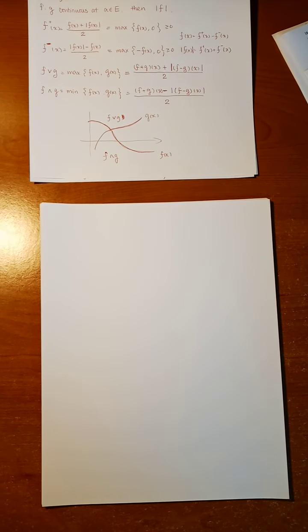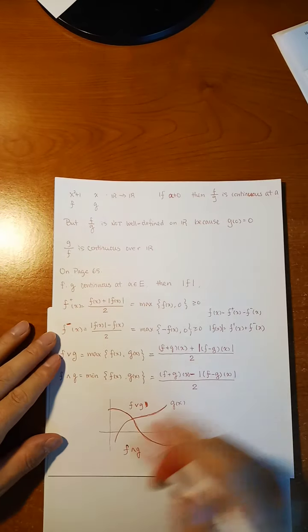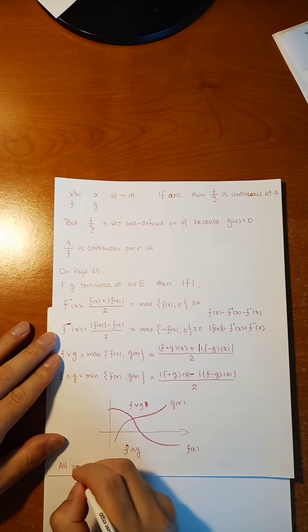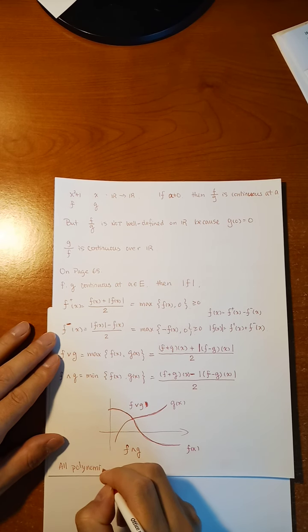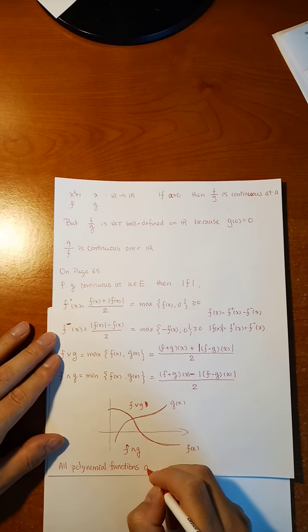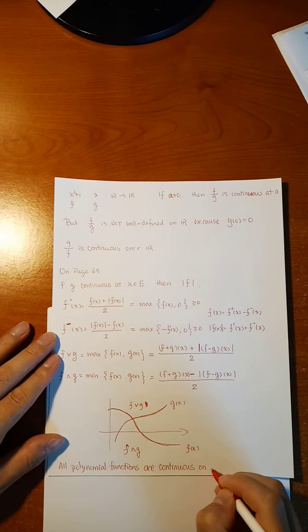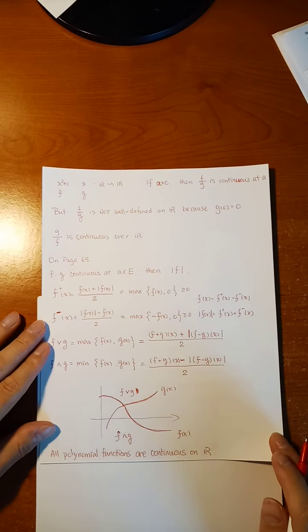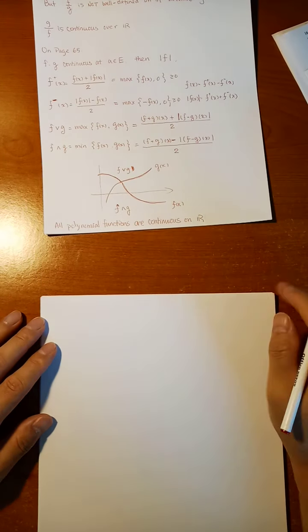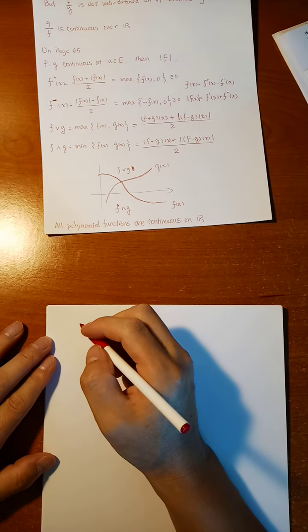And of course, we will see that all the polynomial functions are continuous. All the polynomial functions are continuous. Let me write it here. Over R. Okay. The next is composite function. The composite function.